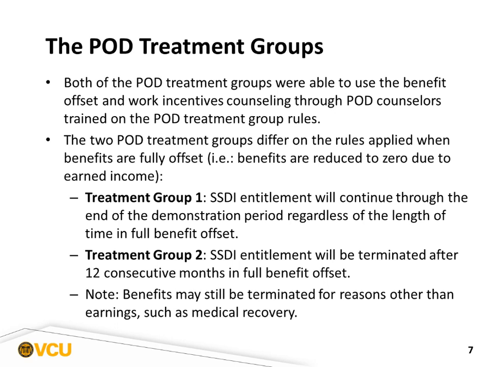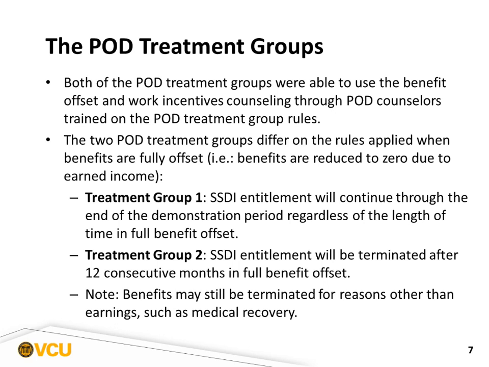So remember that we discussed the offset for earnings that are over the POD threshold, that there is a $1 reduction for every $2 of the wages over that specific threshold amount. That's the same no matter which treatment group you're in, 1 or 2. And the other thing that both of the treatment groups have in common is the work incentives counseling that the POD counselors provide. So there's no difference in terms of what level of service these individuals receive.